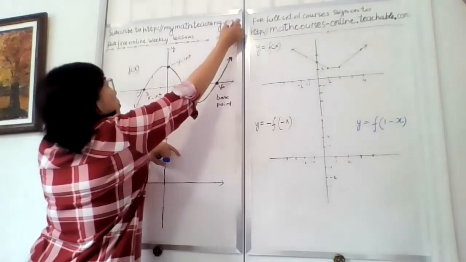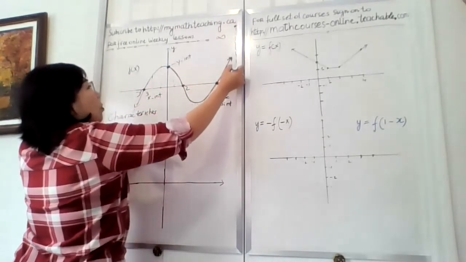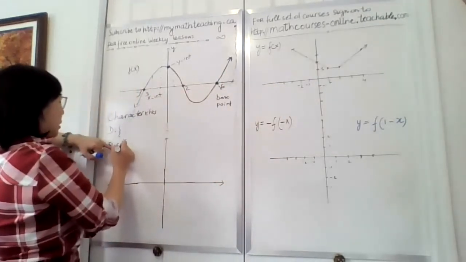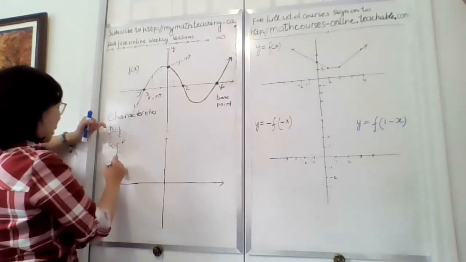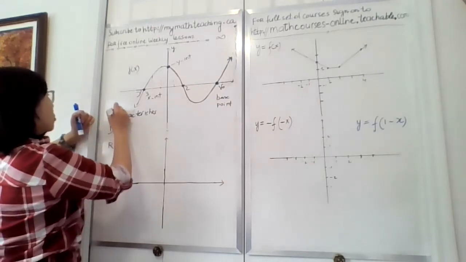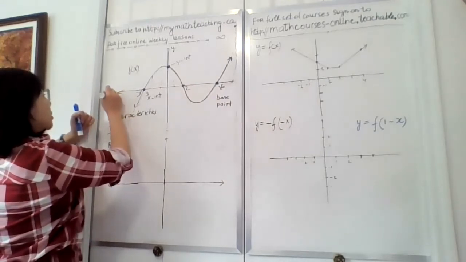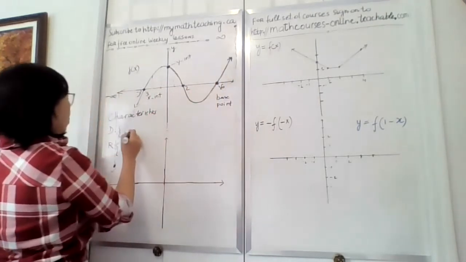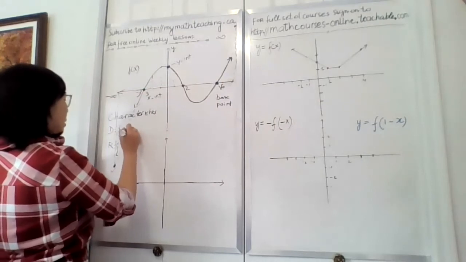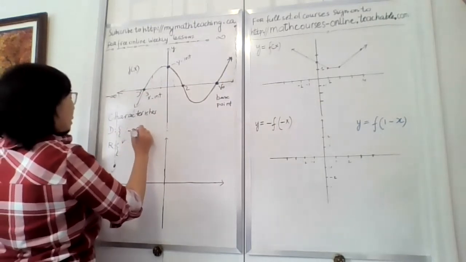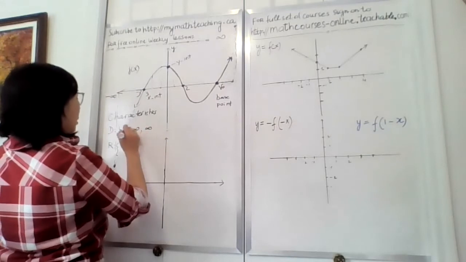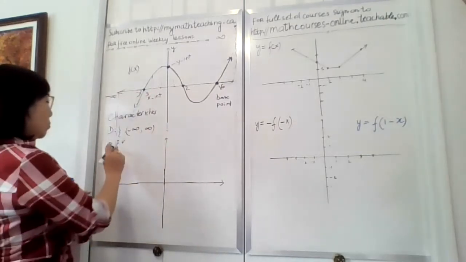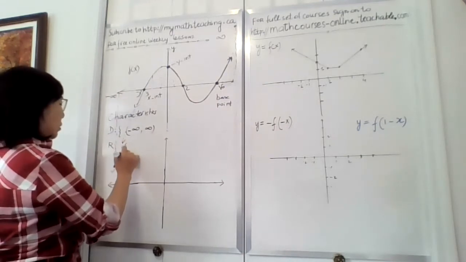Now, if you pick the point up here, the x also extends this way, right? Or if I extend the function down this way and you pick the point here, the x also extends this way to negative infinity, both sides, right? So you call the domain of this negative infinity to positive infinity. That is the domain of this function. So what is the range of this function?